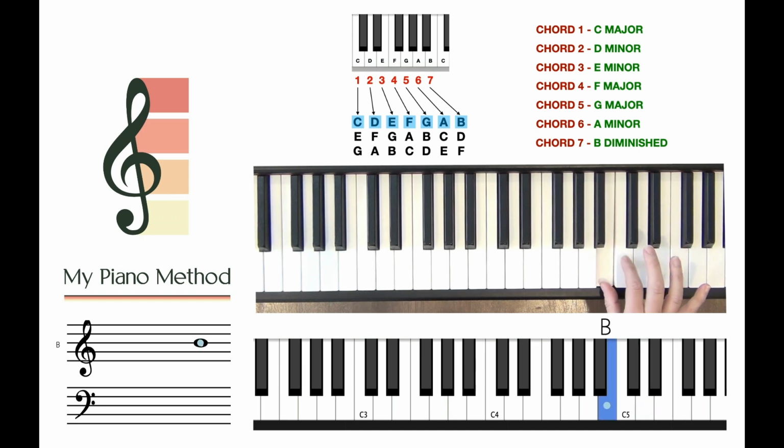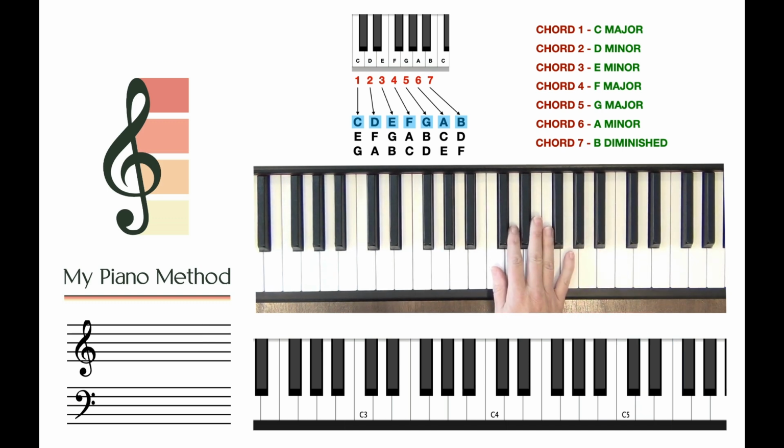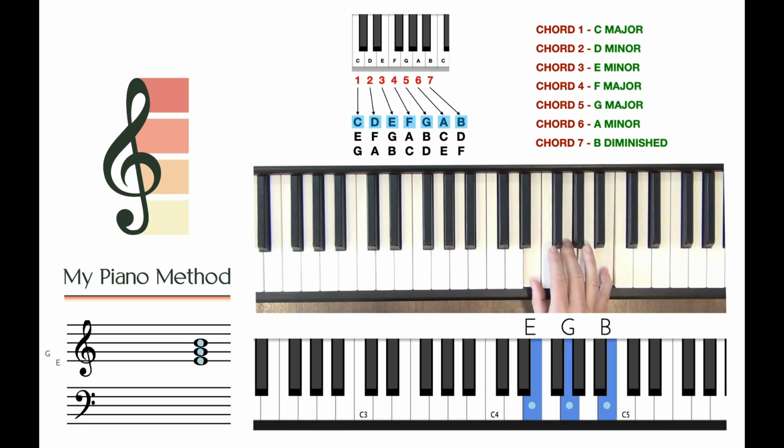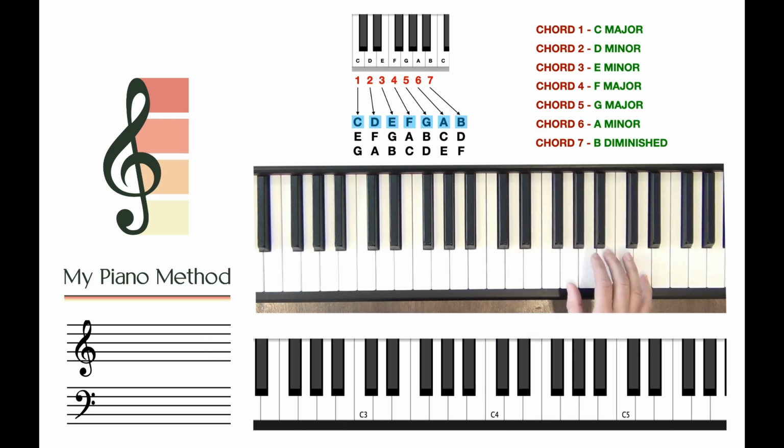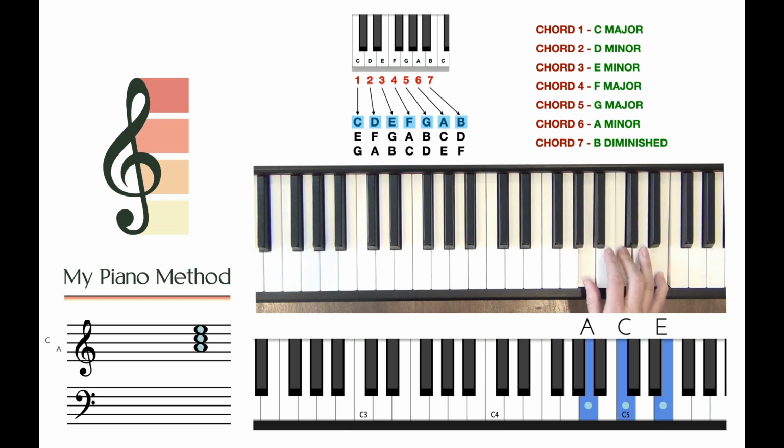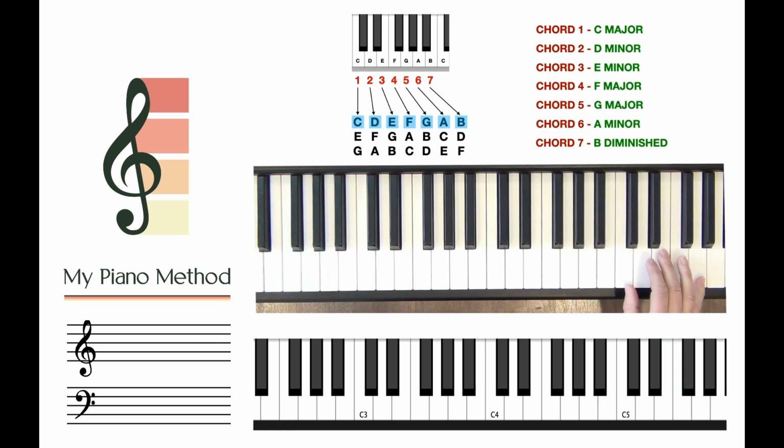So from the B, 1, 2, 3 gets to the D, and 1, 2, 3 gets to the F. 3 followed by 3 half steps is a diminished chord. But what's very interesting about all these chords is the order of major and minors and diminished is the same for every single major scale. So it's always a major, minor, minor, major, major, minor, diminished, and then back to that root chord of a C major.